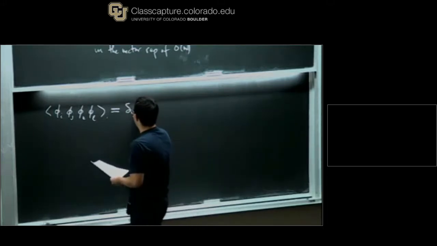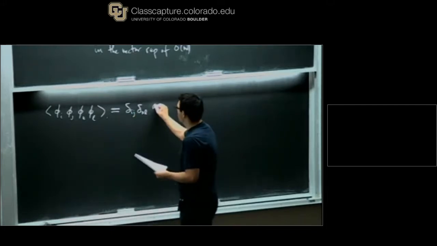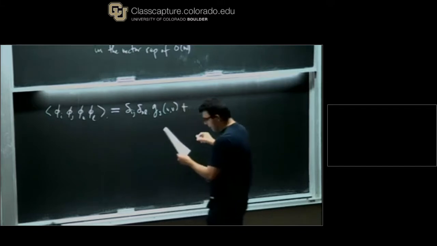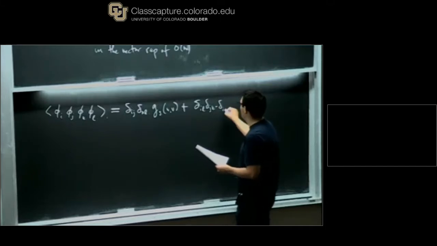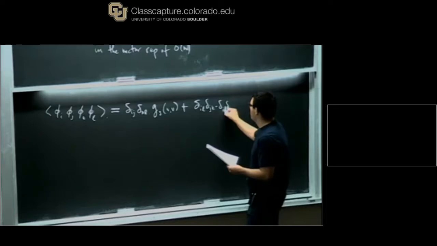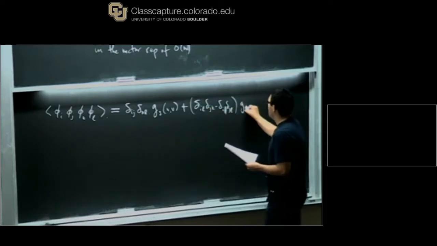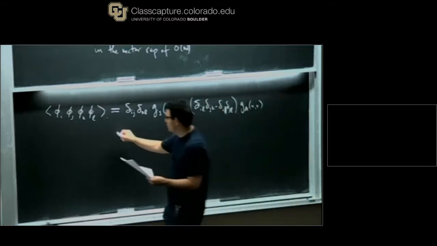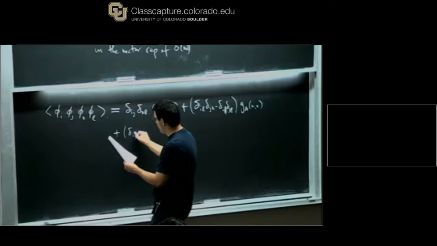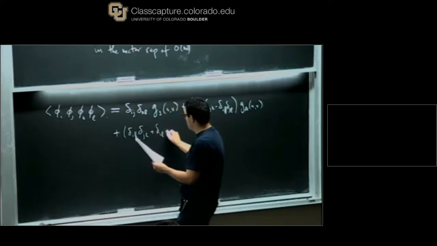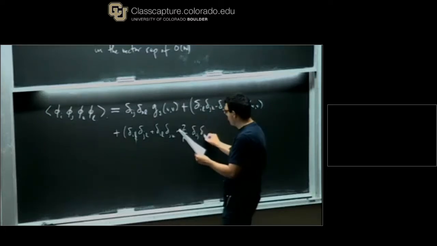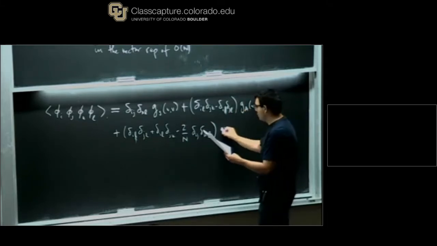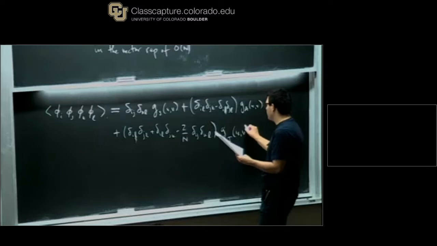So delta_ij delta_kl times g_S of u and v, plus (delta_il delta_jk minus delta_ik delta_jl) times g_A of u and v, plus (delta_ik delta_jl plus delta_il delta_jk minus 2 over n delta_ij delta_kl) times g_T of u and v.